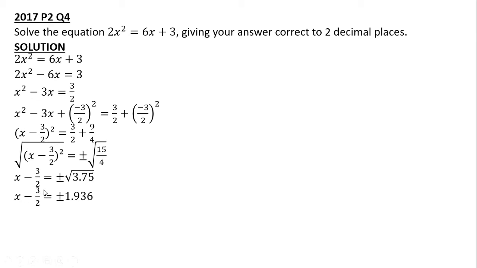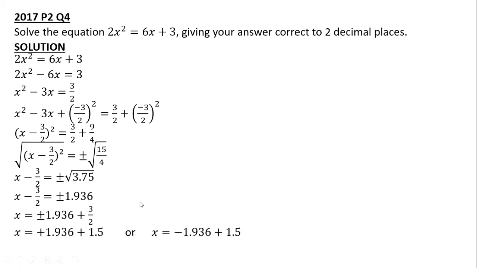We'll move the negative 3 over 2 to the right. It will become a positive. 3 over 2 is the same as 1.5. So our first value of x will be equal to 1.936 plus 1.5. And our second value of x will be x equal to negative 1.936 plus 1.5. Therefore, x equal to 3.44 or x equal to negative 0.44.